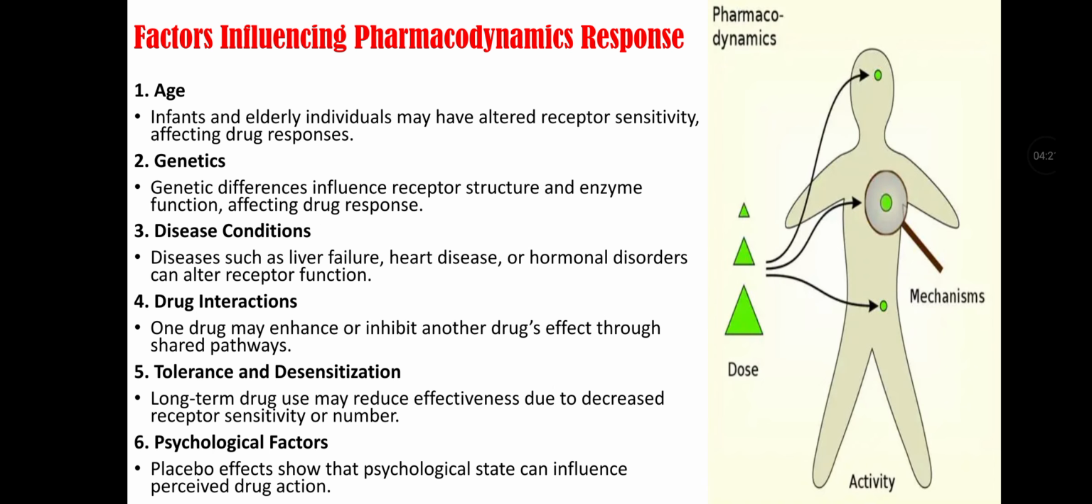Factors influencing pharmacodynamic response include age, genetics, disease condition, drug interaction, tolerance and desensitization, and psychological factors. Age. Infants and elderly individuals may have altered receptor sensitivity affecting drug responses. Second factor is genetics. Genetic differences influence receptor structure and enzyme function, thus affecting drug response.